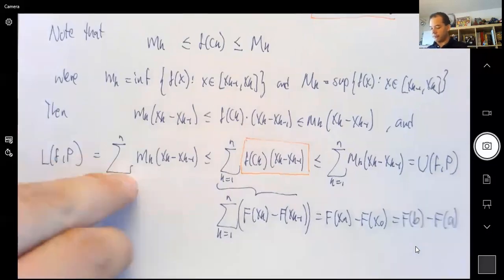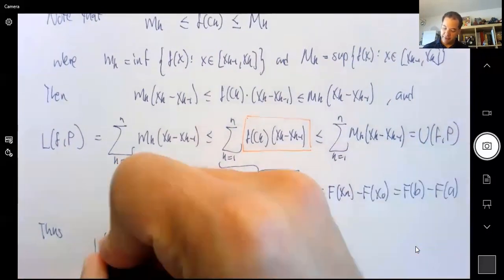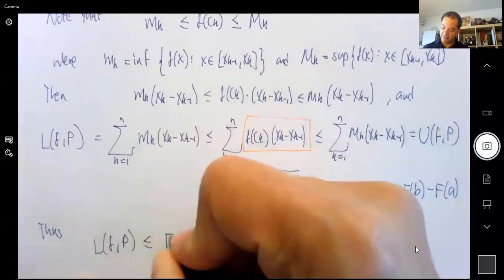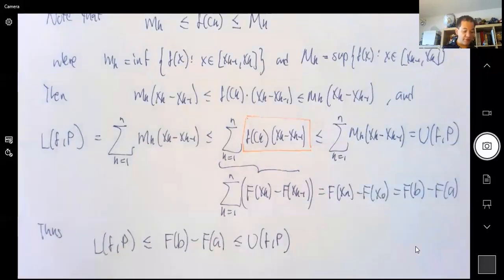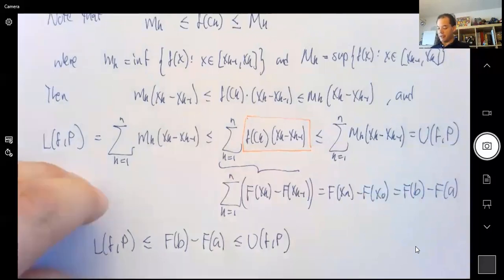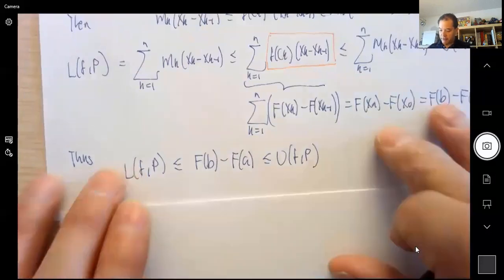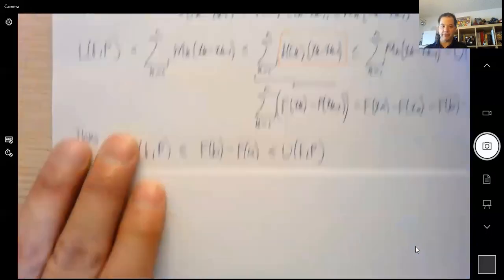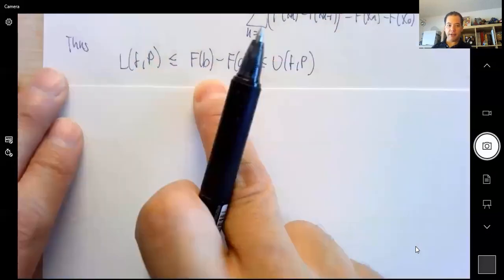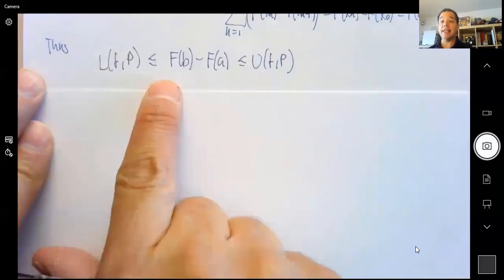So summarizing what we've done so far, we have the following. L of f, P is less than or equal to F of b minus F of a, which is less than or equal to U of f, P. For any partition, right? Well, this happens for any partition. Then in particular, so let's recall again, all of these numbers are smaller than this, right? So F of b minus F of a is an upper bound for all of these numbers. And the supremum is the least of the upper bounds.